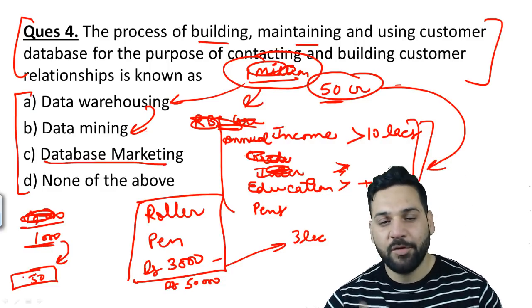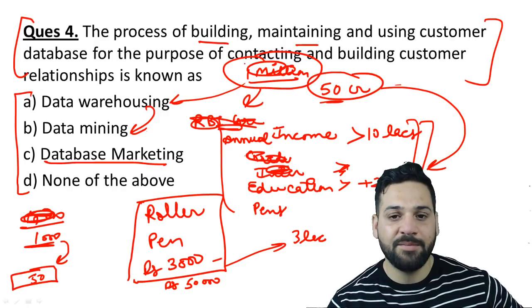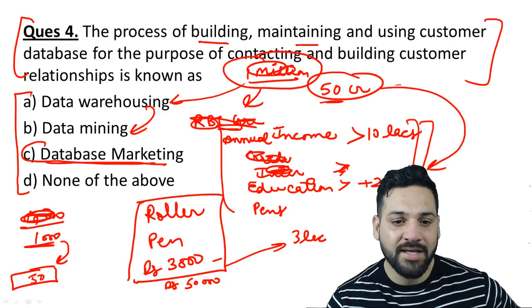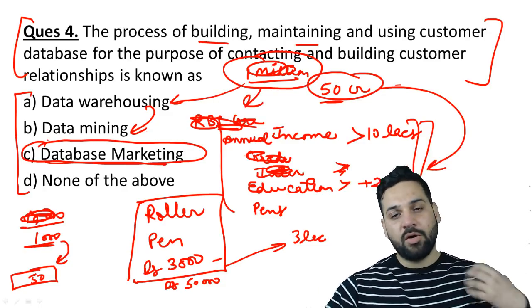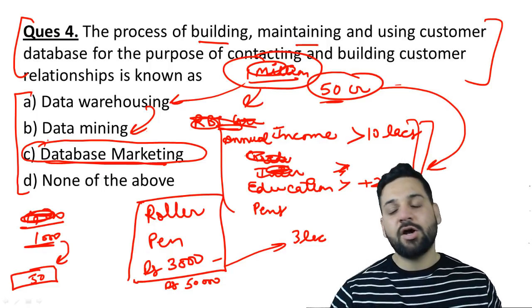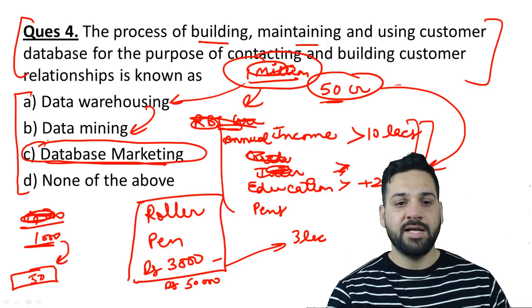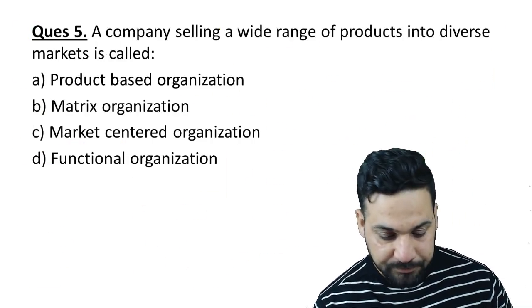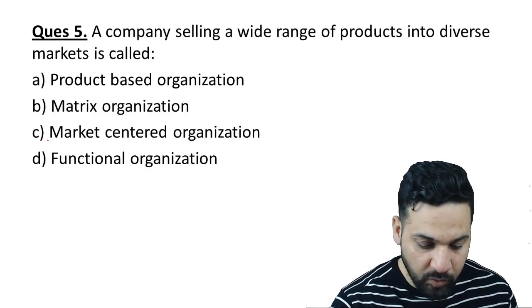So the process of building, maintaining, and using the customer database for the purpose of contacting and building customer relationships is database marketing. मैं डेटाबेस मेंटेन कर रहा हूं और उस डेटाबेस से मैं कांटेक्ट कर रहा हूं अपने प्रोडक्ट को सेल करने के लिए और कस्टमर रिलेशनशिप बिल्ड करने के लिए. आई होप थोड़ा लंबा चलेगा, लेकिन ये एक करेक्ट एक्सप्लेनेशन था, राइट? चलिए आगे चलते हैं. कोई दिक्कत है तो पूछ लीजिएगा.